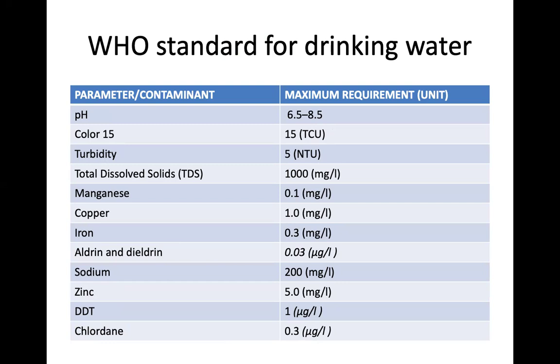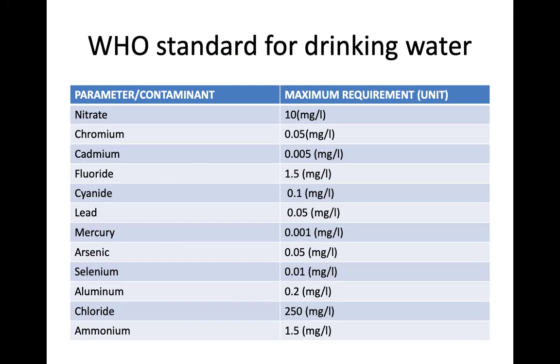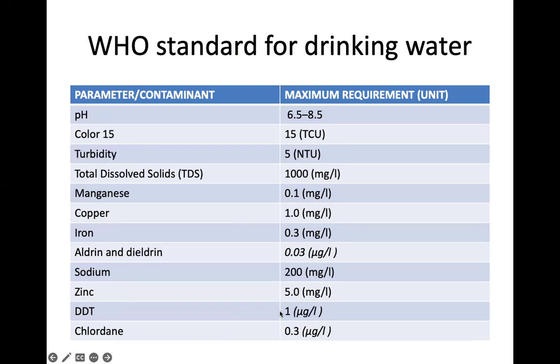Now, assuming you conducted your study and you realize that the nitrate levels are more than 10 milligrams per liter, then you can say it is polluted. Same for chromium, fluoride, cyanide, mercury, and ammonium. Now, in terms of pH, water that is accepted for drinking must lie between 6.5 and 8.5. Any value outside this means the water is not wholesome for drinking or not potable.